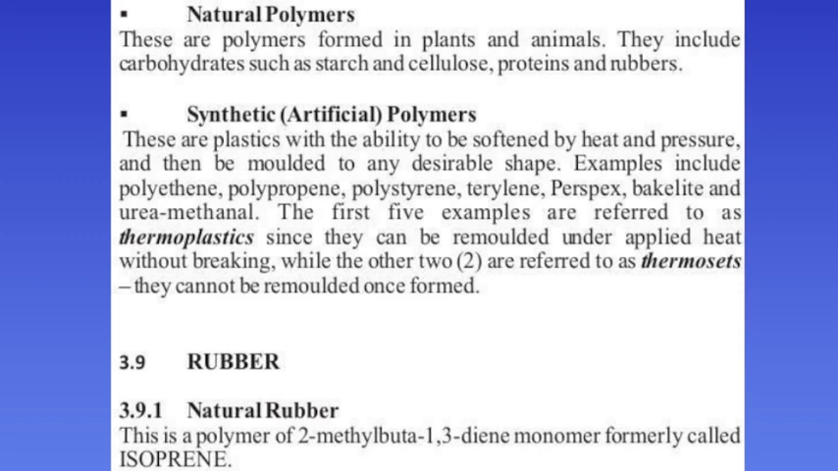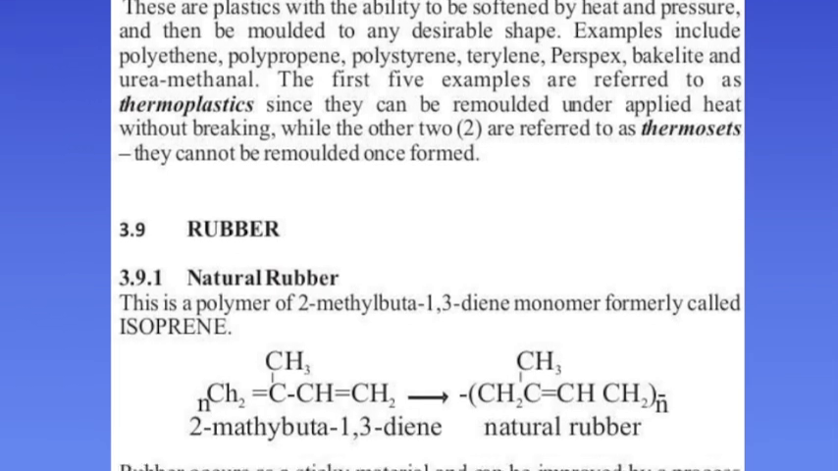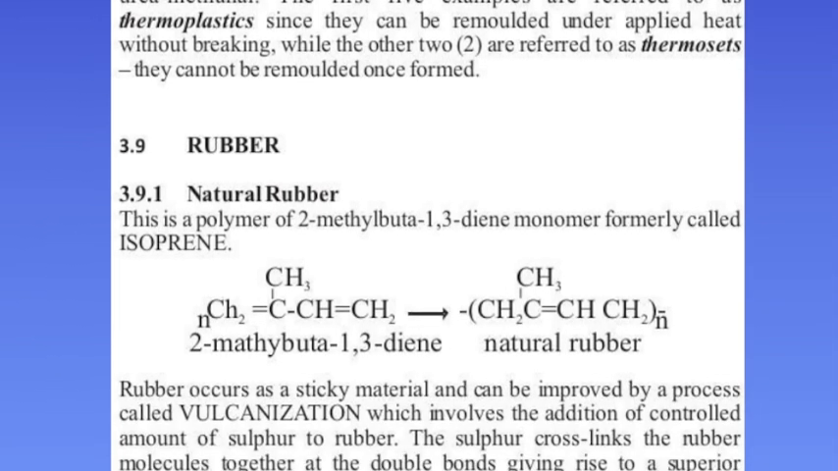Let's consider natural rubber. This is basically a polymer of 2-methylbutan-1,3-diene.